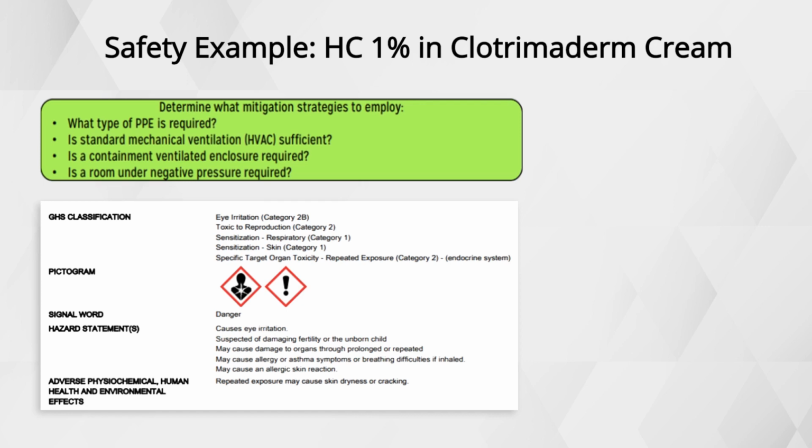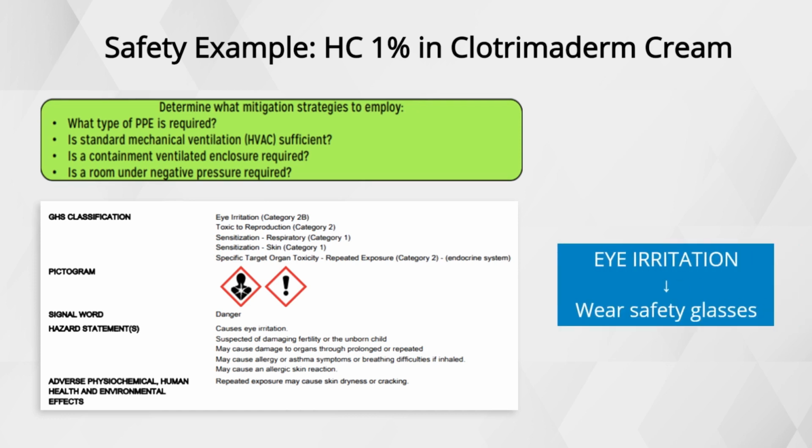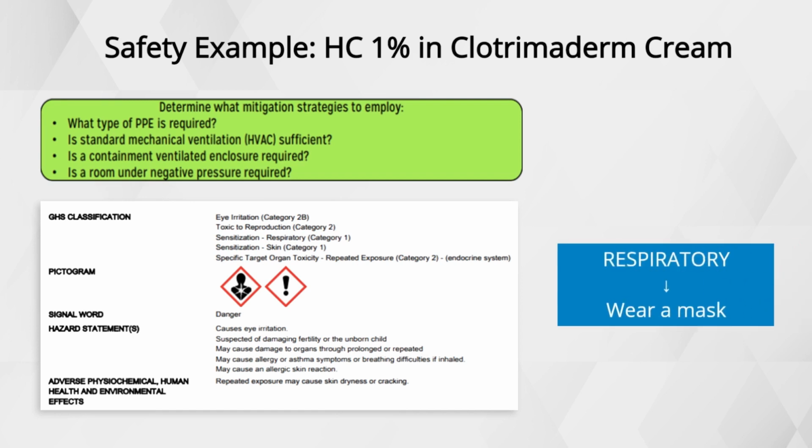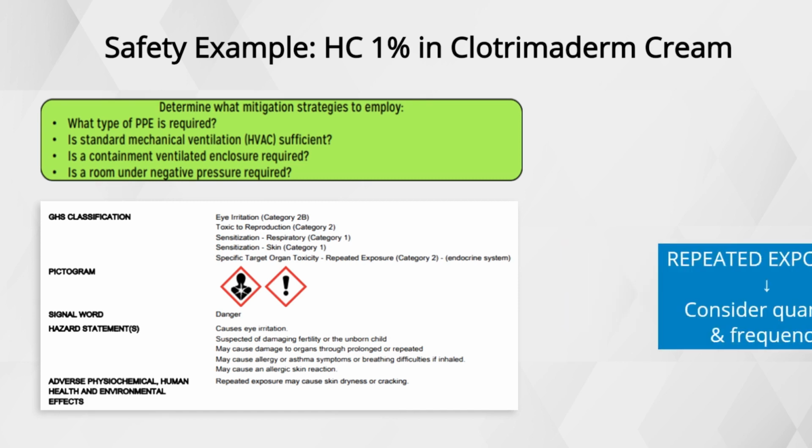The hazards identified on the safety data sheet for hydrocortisone include eye irritation, so we can specify in our master formulation record to wear goggles or safety glasses to mitigate this risk. There is also a respiratory risk. Well, we can wear a mask. To avoid skin allergy or skin sensitization, we can wear gloves and protective clothing, such as a lab coat that is designated solely for compounding.